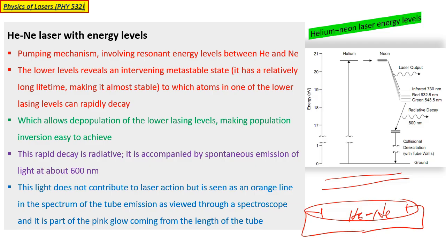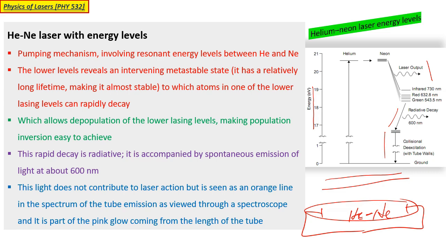So what exactly happens? The helium is excited, okay, and the resonant energy is transferred to the neon, and lasing is happening because of the neon. So what do you see here? Like this is energy in electron volt. Okay, so helium is excited, and helium transfers energy to the neon. And after that, you can see the laser output here. Okay, and this is radiative decay. It can be spontaneous or something like this, and then finally it goes to the ground state.